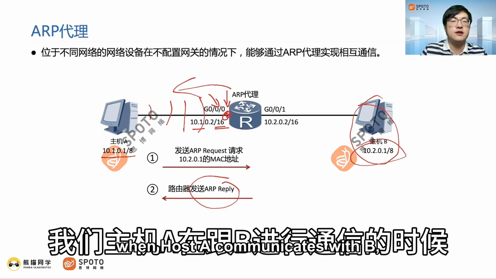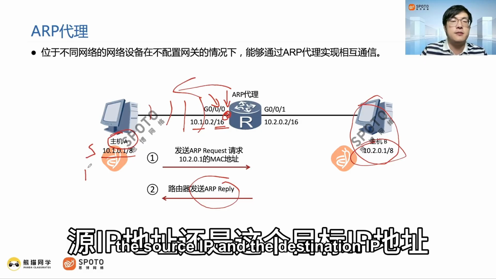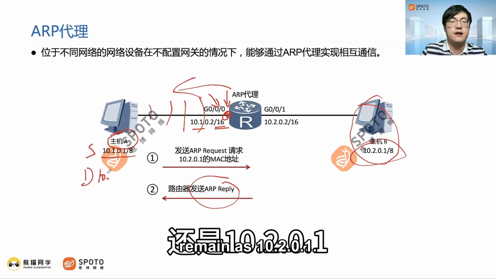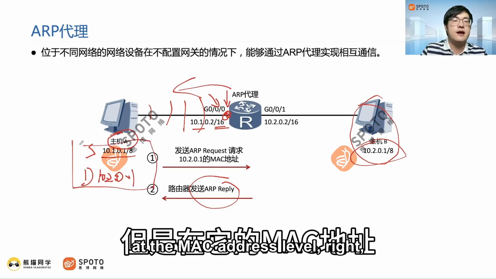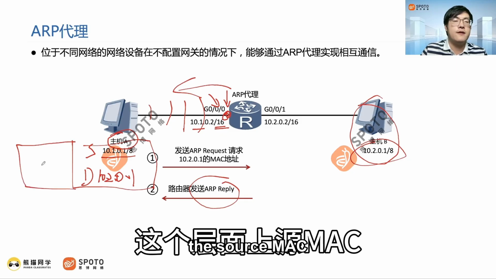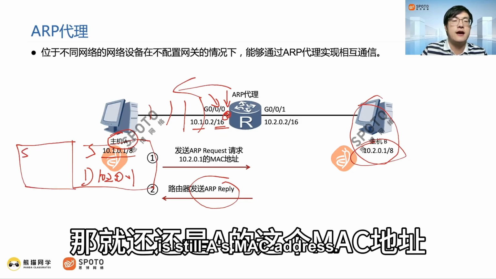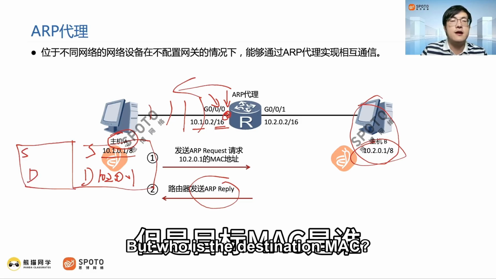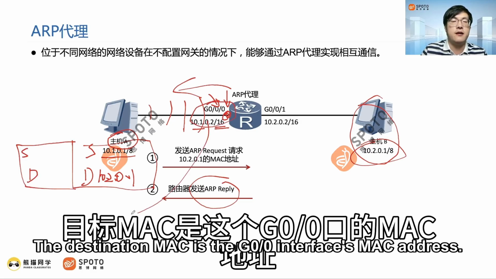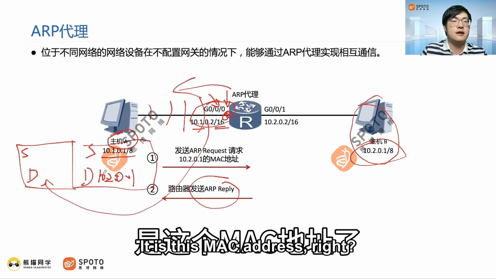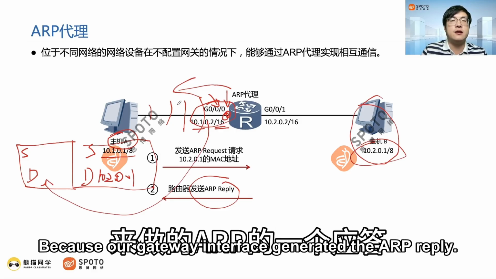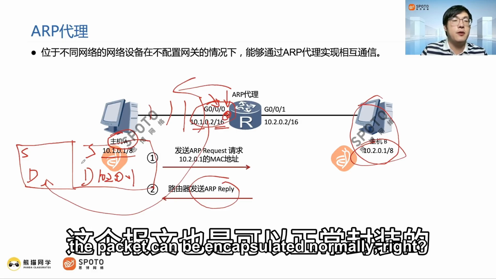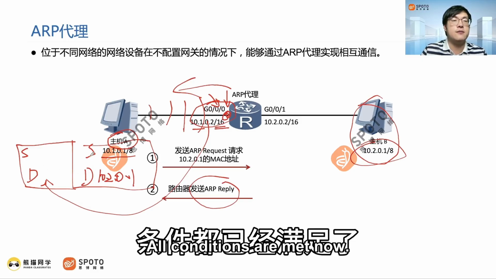Then, when host A communicates with B, the source IP and the destination IP remain as they were. The IP layer remains unchanged. However, at the MAC address level, the source MAC is still A's MAC address. But who is the destination MAC? The destination MAC is the G0/0 interface's MAC address, because our gateway interface generated the ARP reply. In that case, the packet can be encapsulated normally. All conditions are met now, so it can be sent out.